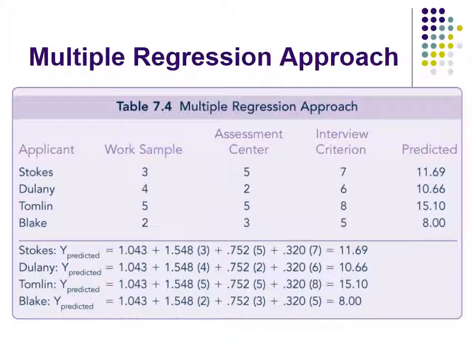And again, we multiply it by 7. We run this equation, we add up the numbers, and we get an 11.69. That is what we would predict the performance score on a 1 to 20 that Stokes would have if we actually hired them.